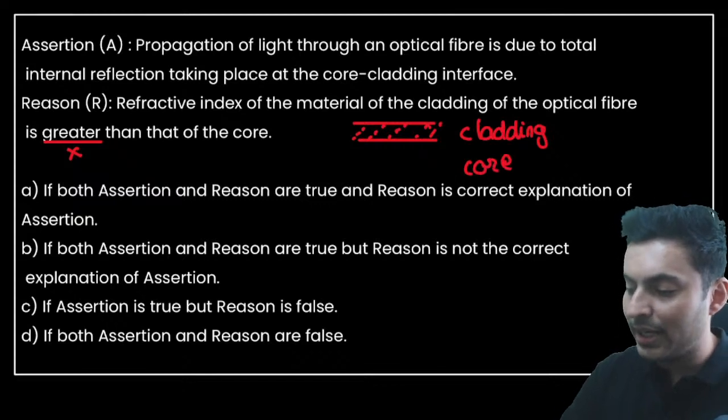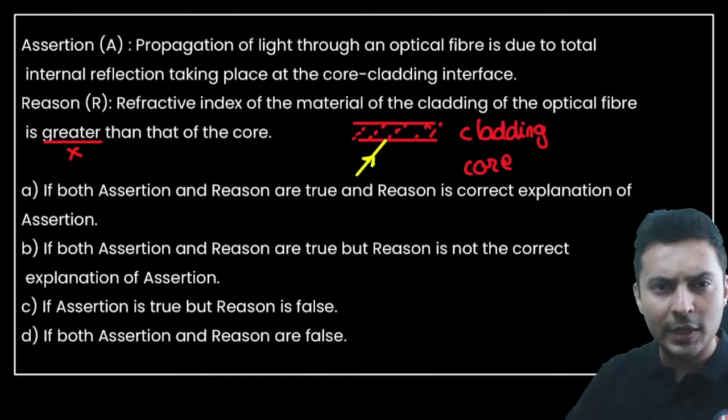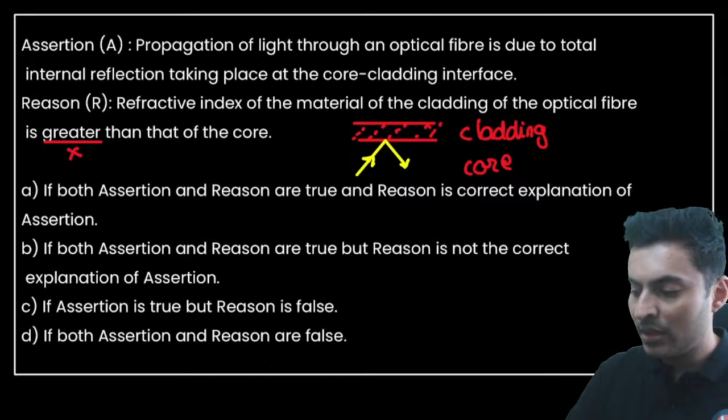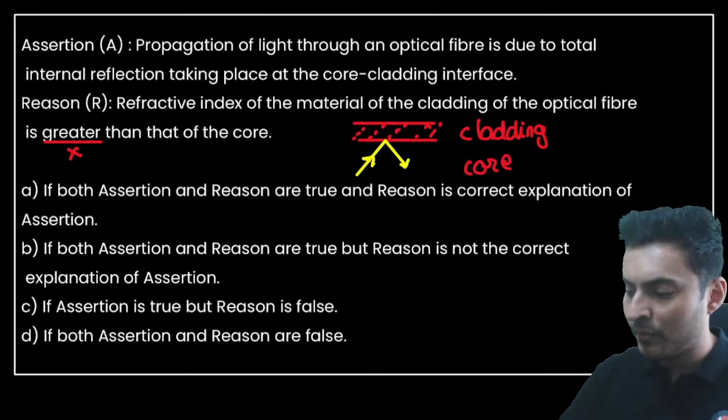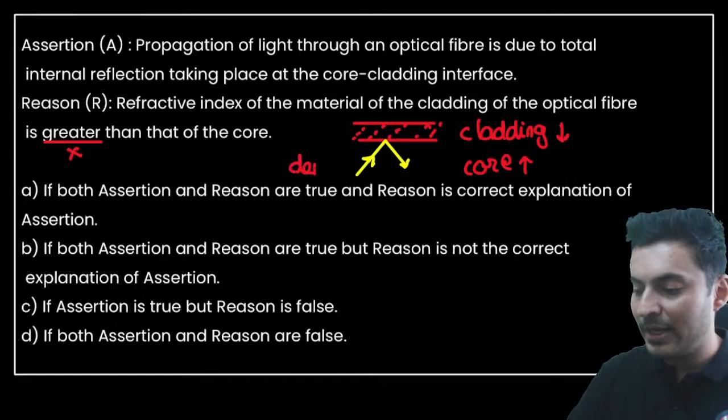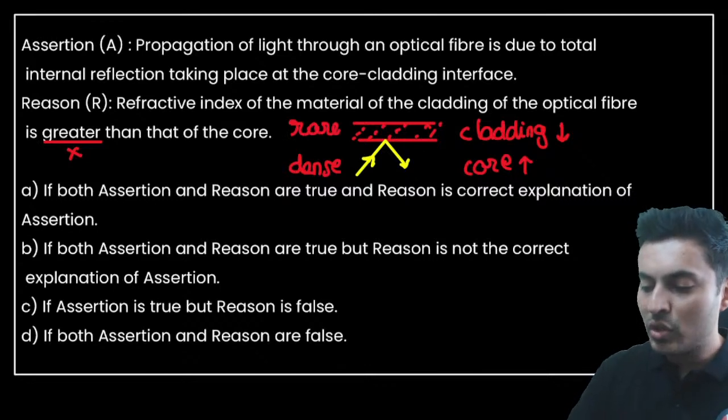You want the light to get internally reflected. If you want the light to be internally reflected and not refract, that means the refractive index of the core must be higher. The cladding must be lower. Dense to rare. This should be the dense medium and then this should be the rare medium. Only then this happens. So option A is wrong, option B is wrong. So automatically C and D only are remaining.